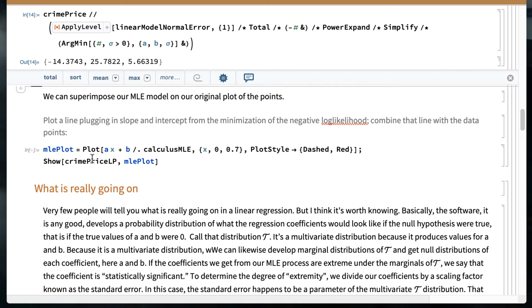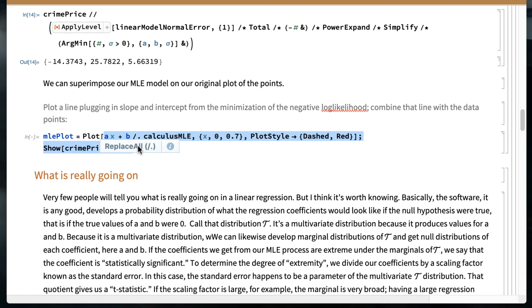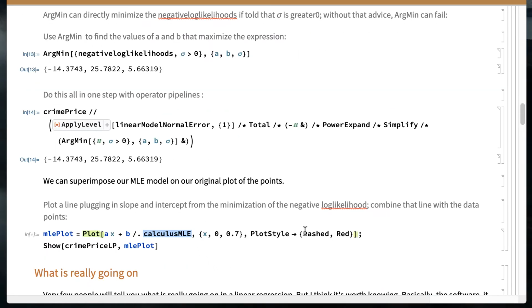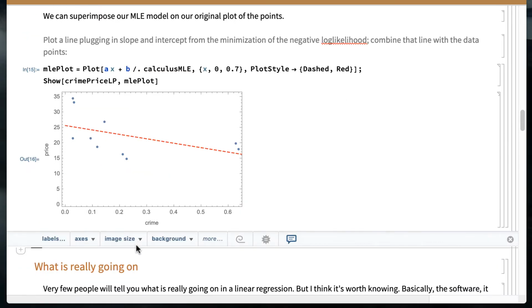Okay. So what we can then do is to show, hey, this is an equation, right? We have A and B, so we now know what AX plus B is. So we'll take AX plus B, we will plug in with the replace all operator /dot, the solution that we stuck in calculus MLE. We'll let X run from 0 to 0.7 because that's the range of the original data. I'll make a nice dashed red line to show the best fit, and I'll combine our original point plot with our new line. And voila, there is the best fit line for that data. This is the maximum likelihood estimator for a linear model for this data.